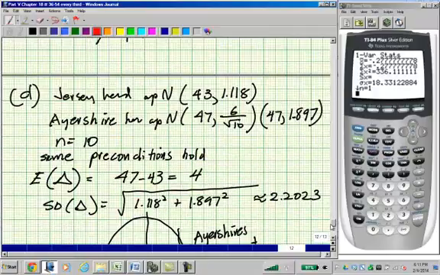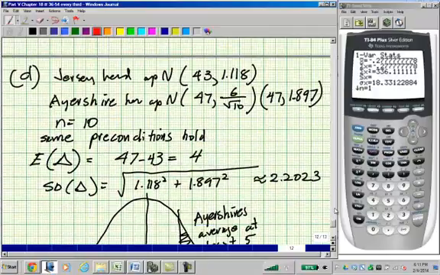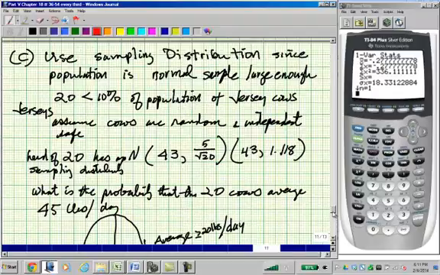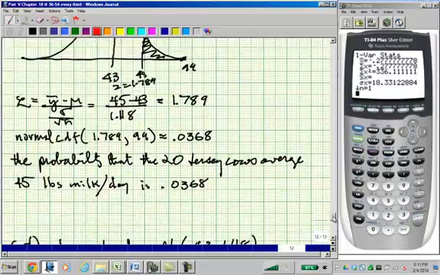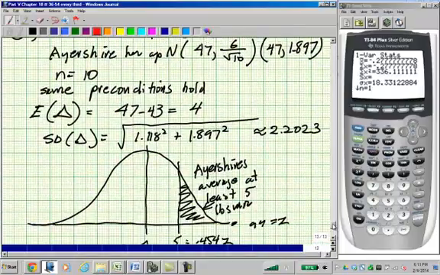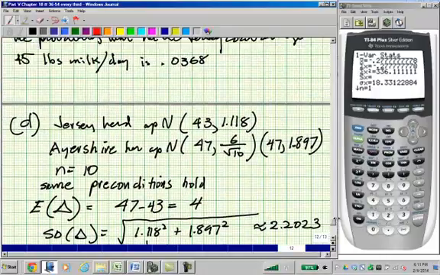D. What's the probability that Ayrshires average, what is the question? Average at least, here, let me move down. At least 5 pounds more than the Jerseys. Okay? All right. So the expected difference is 4.